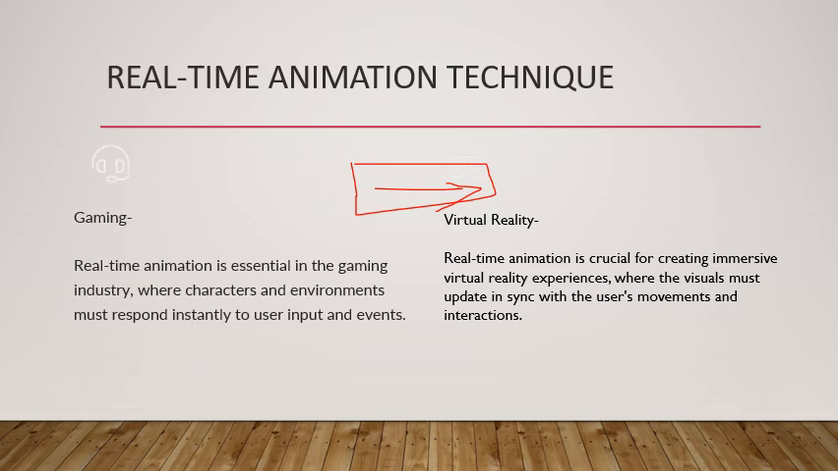There are some motion capture sensors which are used by actors and humans while acting, and we can see it in animation with the help of motion capture sensors. Also, this real-time animation technique is used in virtual reality, as with the movement of the hand and neck, all the frames should be changing. This type of technique is called real-time animation technique.